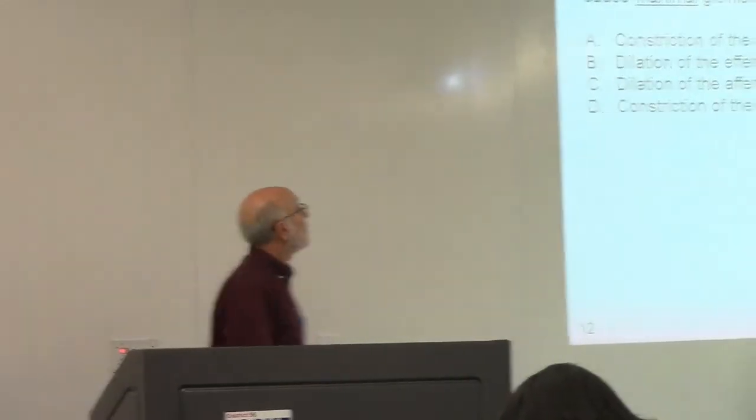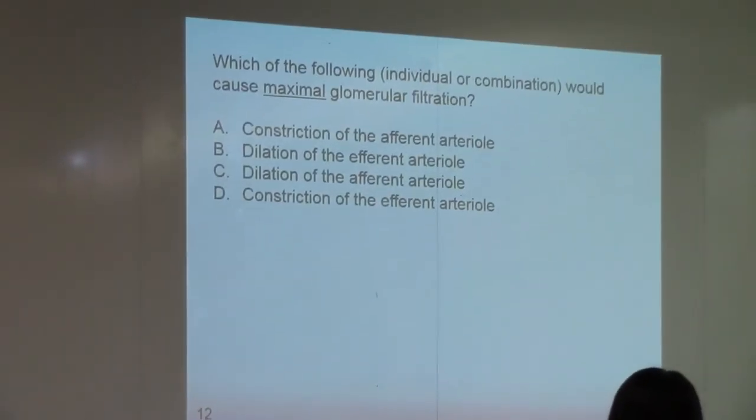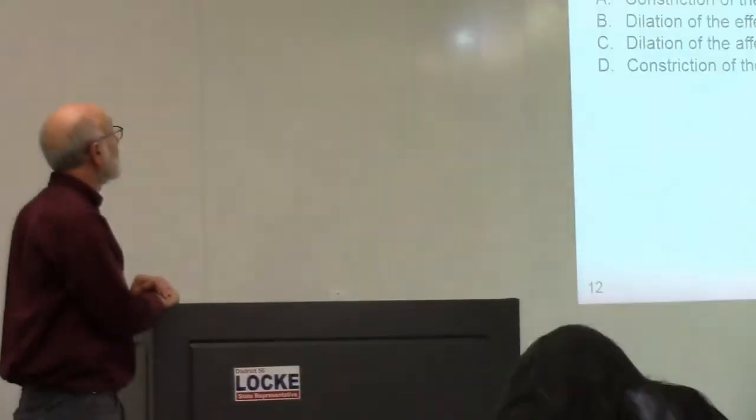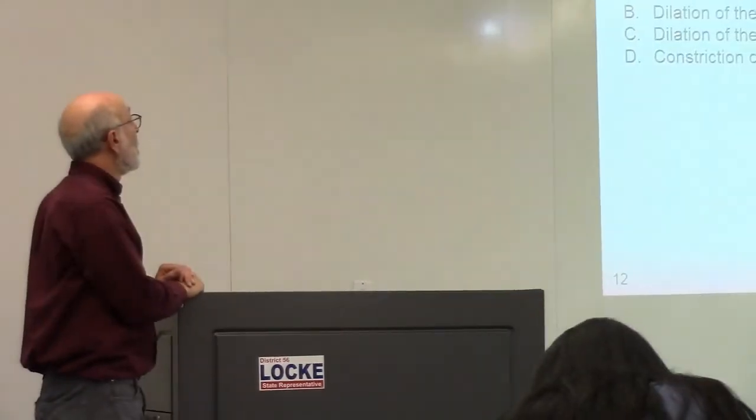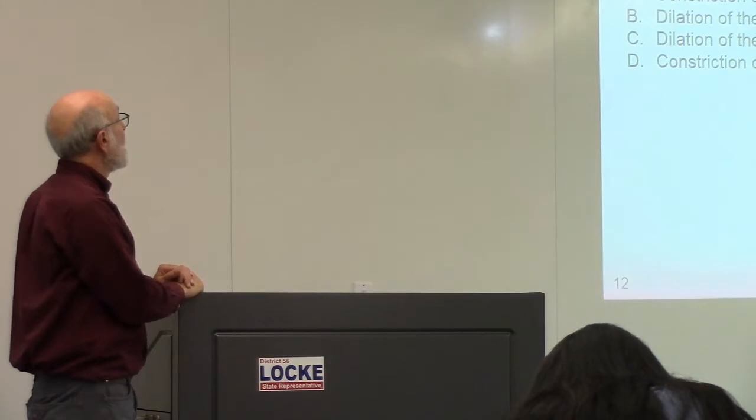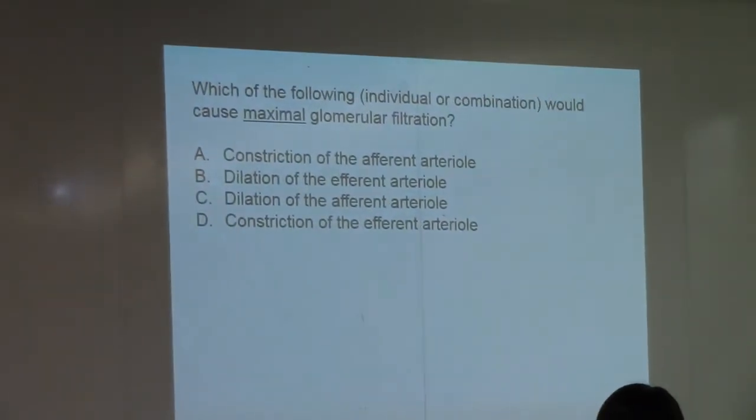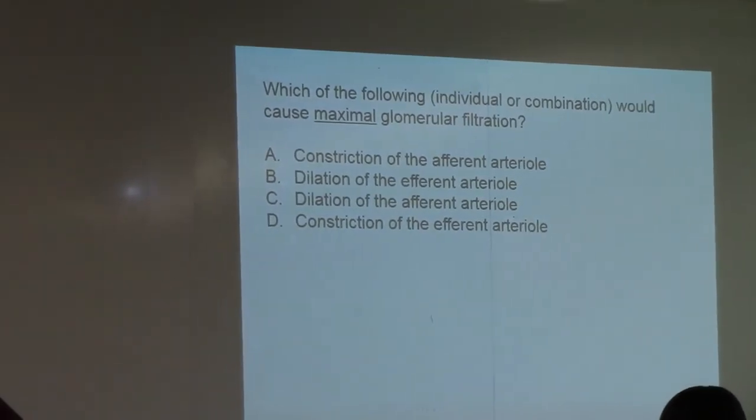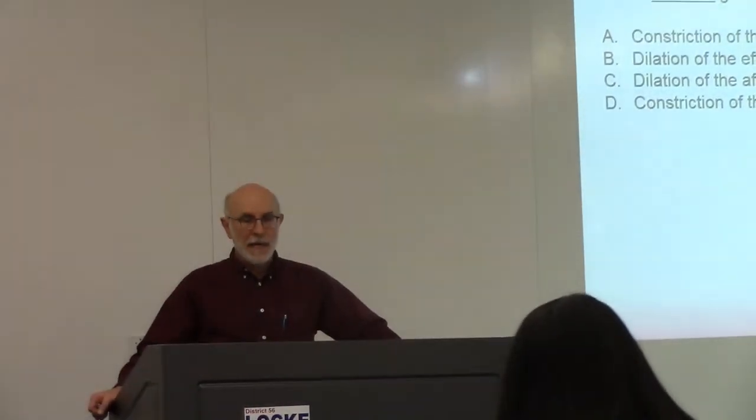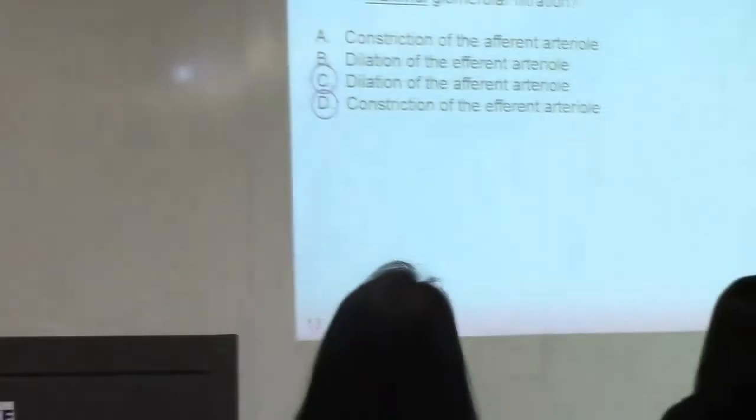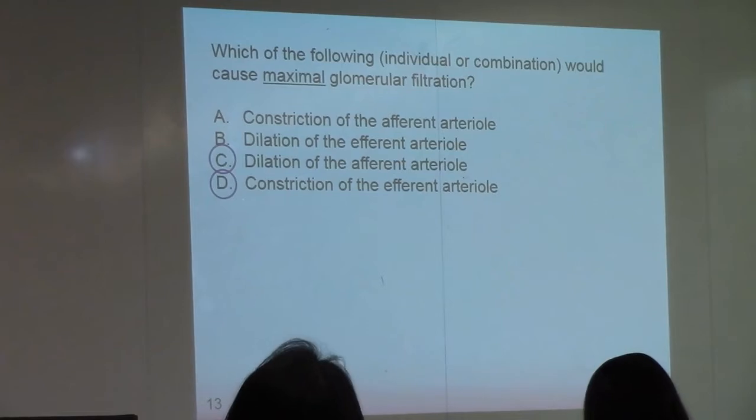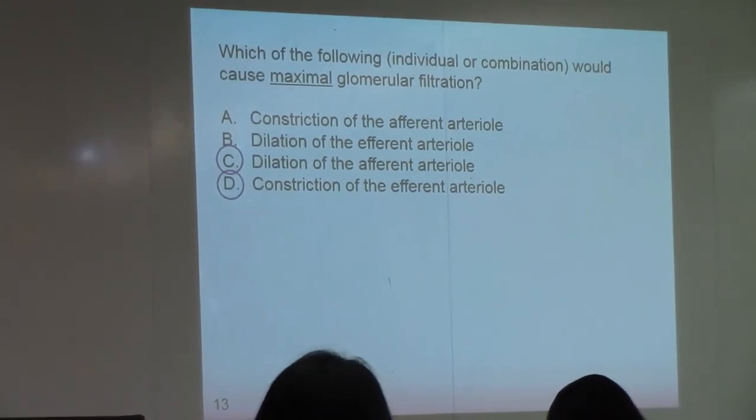So let's do a clicker around that. Which of the following, individually or in combination, would cause a maximal glomerular filtration rate? What would you do, individually or in combination, to maximize GFR, glomerular filtration rate? Good, I'm seeing a lot of the correct answers. Dilate the afferent or constrict the efferent. So can it happen at the same time? Yeah, it does.